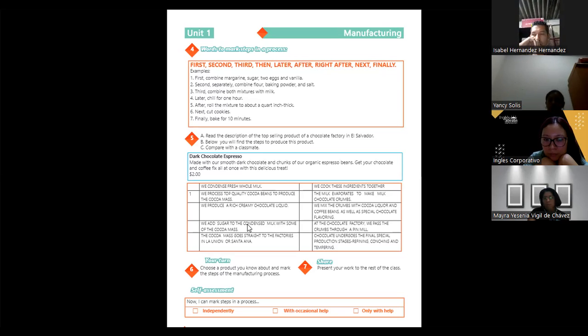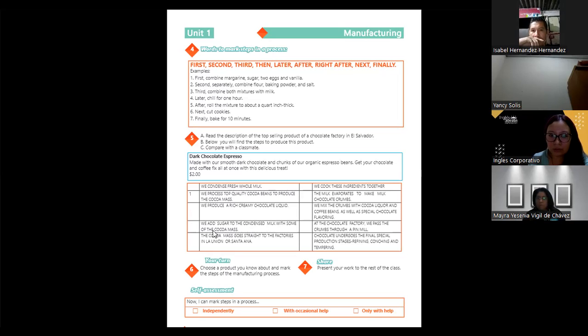¿Por qué? No, porque en el siguiente paso dice que le agregan leche, azúcar y un poco de la masa de cacao. No. Ajá. Habíamos dicho, el número uno, procesamos los granos de cacao para producir la pasta. Número dos, la pasta se va para la Unión de Santa Ana. Number three, condensamos la leche fresca. Ahí hablamos de un segundo ingrediente. Lo siguiente que se hace, condensamos la leche fresca. Una vez que está condensada, dice, a la leche que ya se condensó, entonces nosotros le agregamos azúcar con pasta de cacao. Dígame.